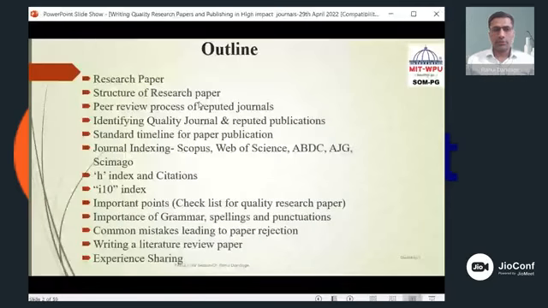This is the outline for today's presentation. We'll be going through the very basics. What is a research paper? What are the different elements and structure of a research paper? What is the peer review process? How to identify which journals we should consider as quality journals, which are the reputed publications. Tentatively, how much time the journals take, right from the time we submit the paper to final publication. Then different indexing platforms which are reputed globally.